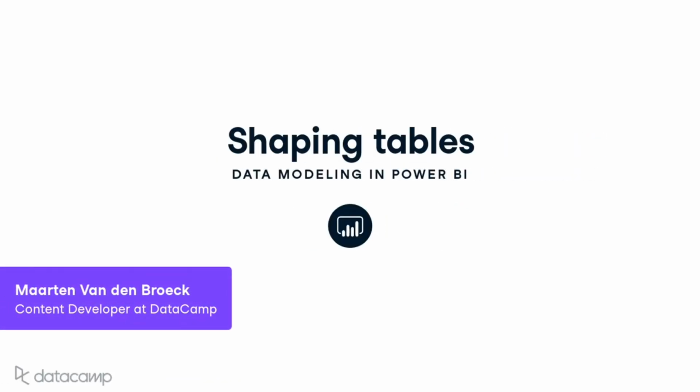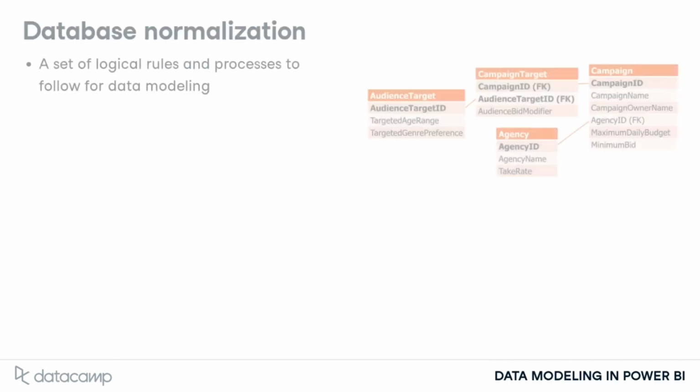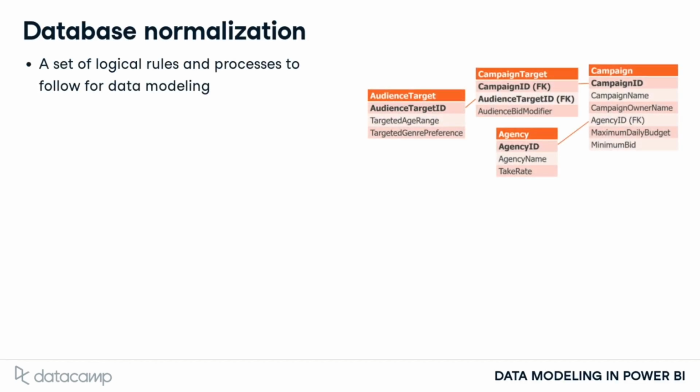In this second lesson, you'll learn about database normalization and table operations. Database normalization is a set of rules and processes for data modeling. You could say it's similar to organizing or designing a database. Normalization has a few key goals.